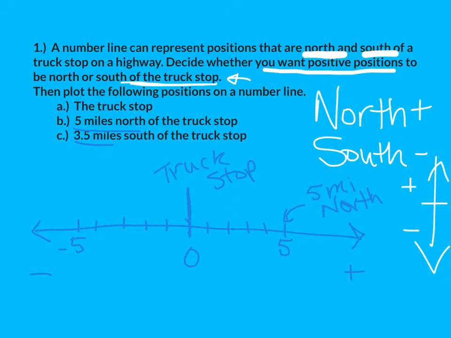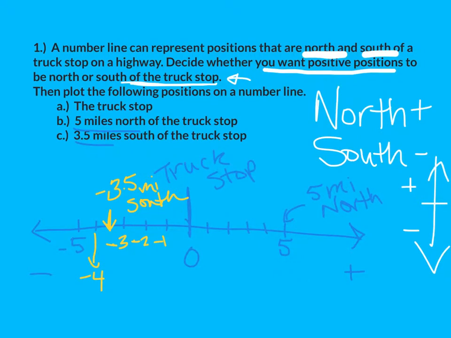We're looking for -3.5. So that would mean that we would go 1, 2, 3, all negatives. Those are meant to be negatives. And then this, of course, would be my -4. So -3.5 would need to be right in the middle of it, right here. So it's -3.5 miles south.